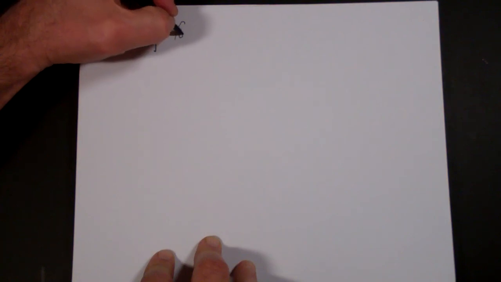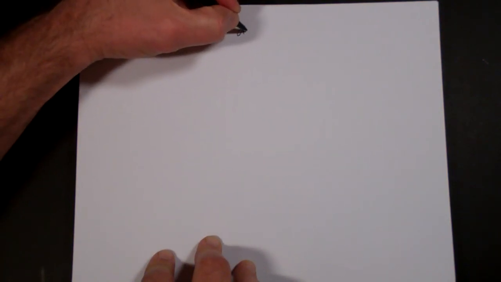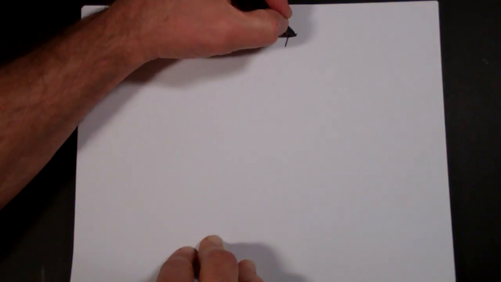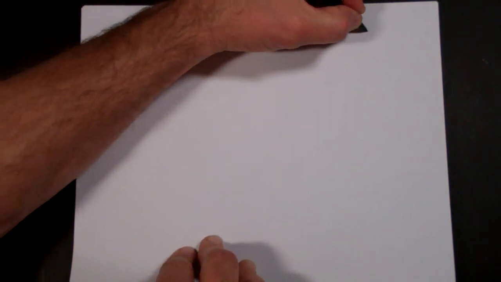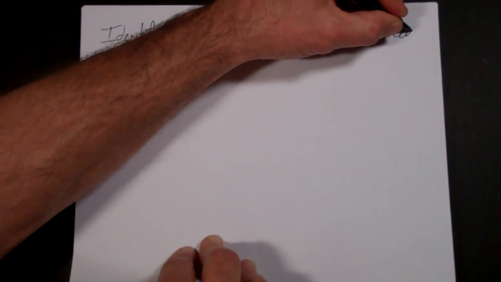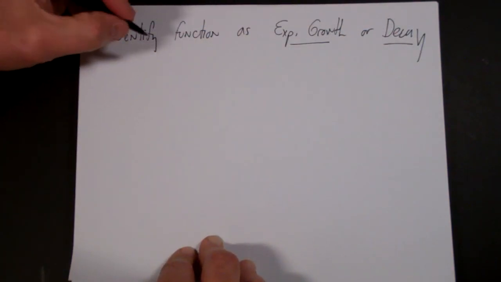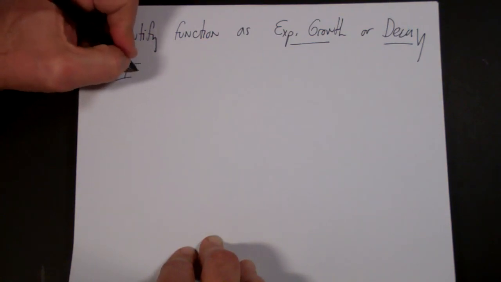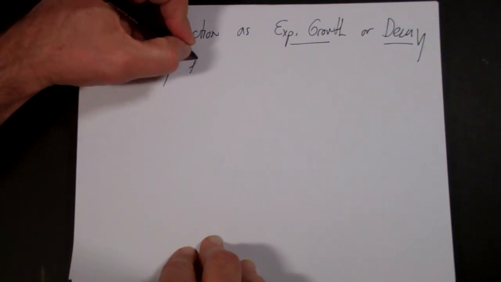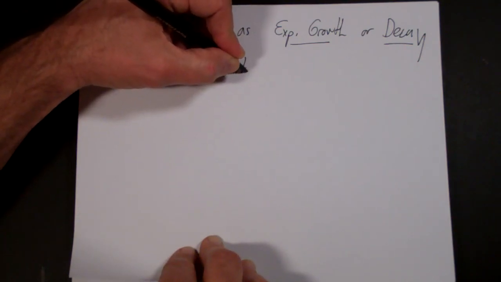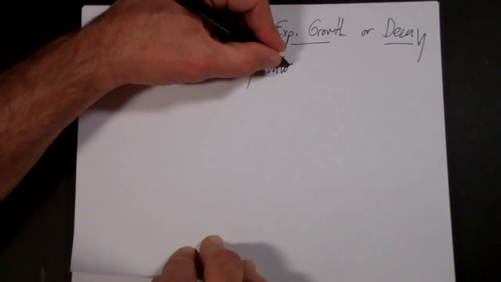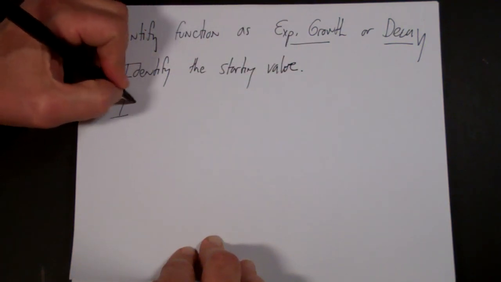So now what you want to do is let's do 3 problems, and you can just check your answers on the next one. So in each one of these I want you to identify the function as exponential growth or decay. I want you to identify the starting value. And I want you to identify the growth or decay rate.